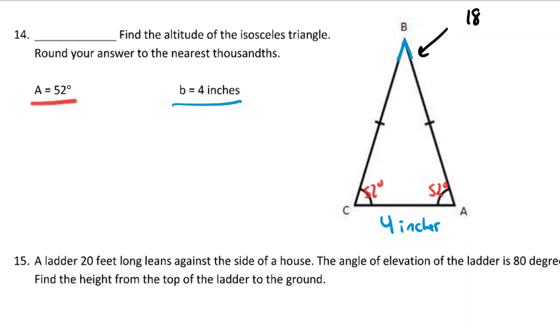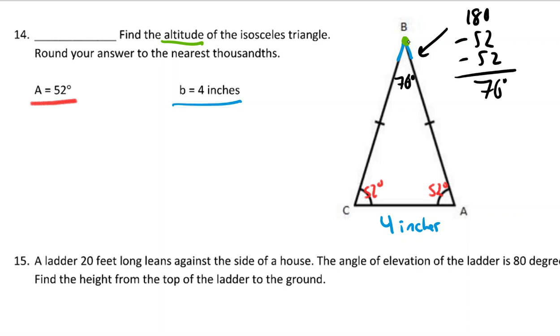So we know that all three angles should add up to 180. So now that we've got two of them, we can subtract those two from 180, and that would give us 76. Okay, and then finally, well, actually, I don't know. We didn't even really need that, did we? We just need to make sure that we know what an altitude is.